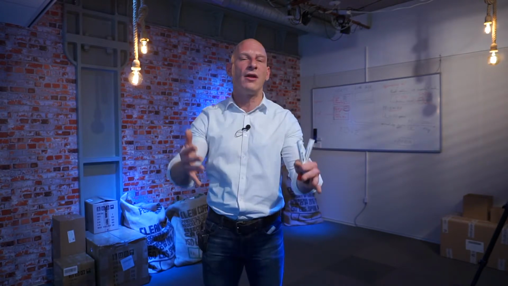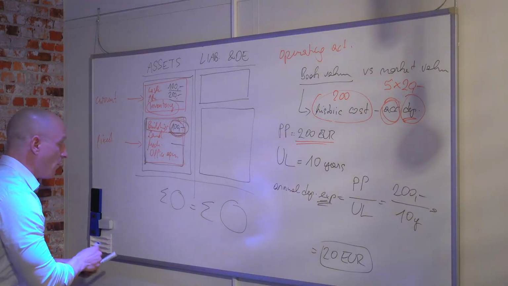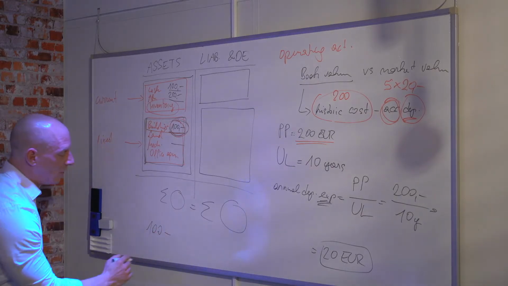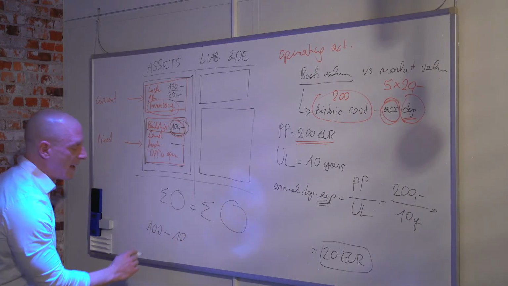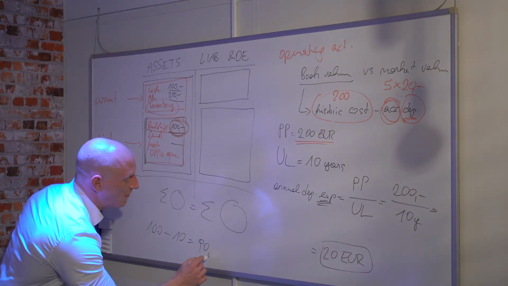Let's say, I'm just making numbers up now, after 1 year you have depreciated it by 10. Just normal use, normal wear and tear. So you bought it for a purchase price of 100. After 1 year, you reduce the value by 1 depreciation expense, in my example 10. So it would show up with a book value of 90 euro.